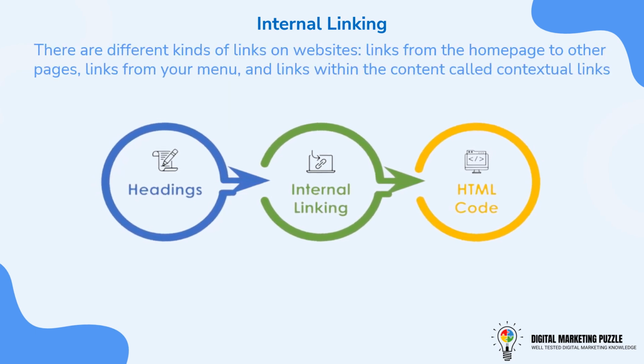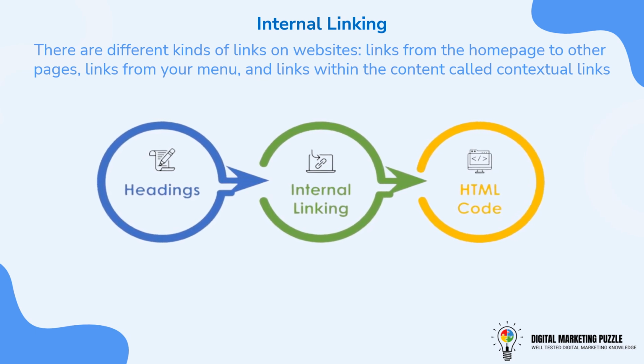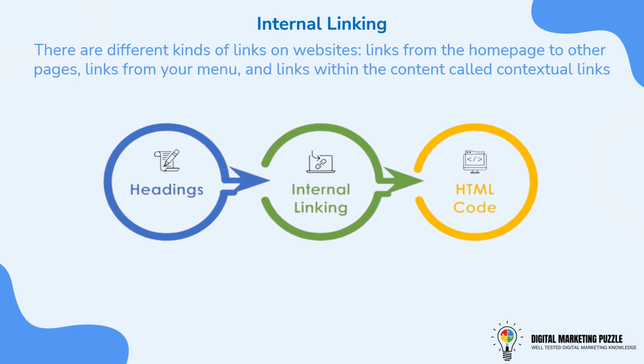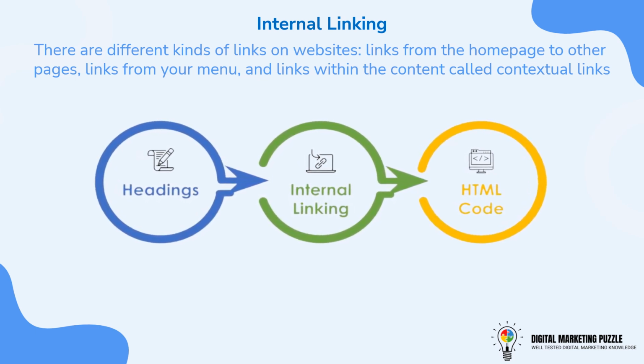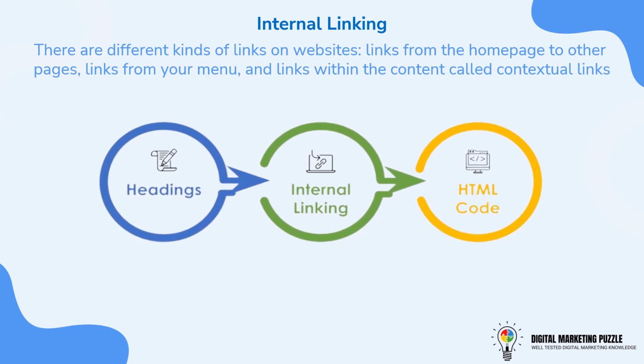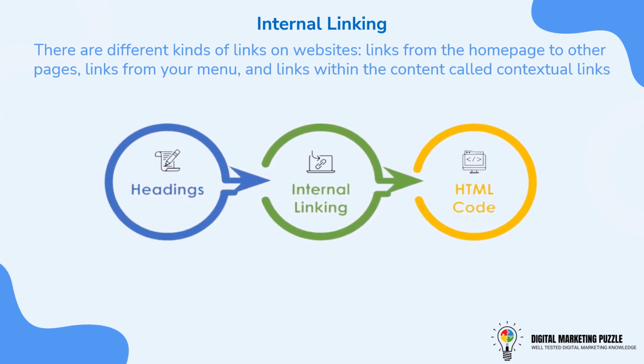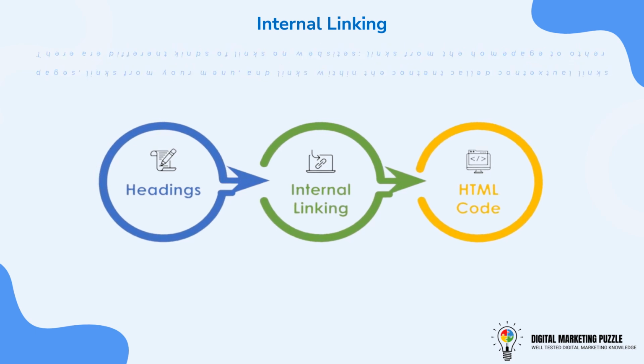There are different kinds of links on websites: links from the home page to other pages, links from your menu, and links within the content called contextual links. Contextual links direct visitors to additional content on your website that is related, relevant, and valuable. The links also tell search engines which content on your site is related and which pages contain the most important content.